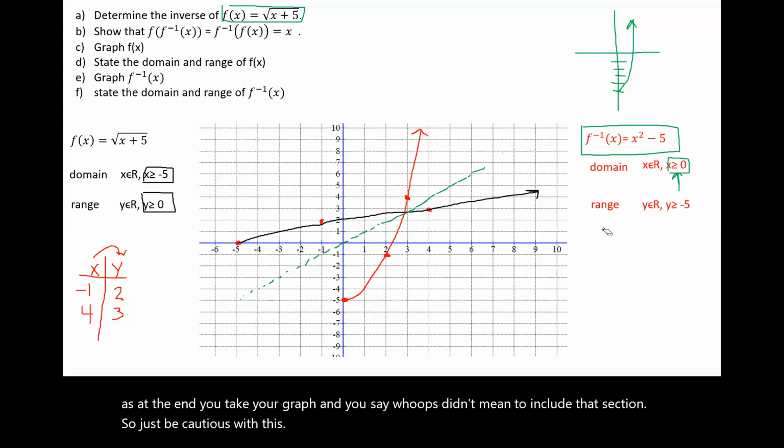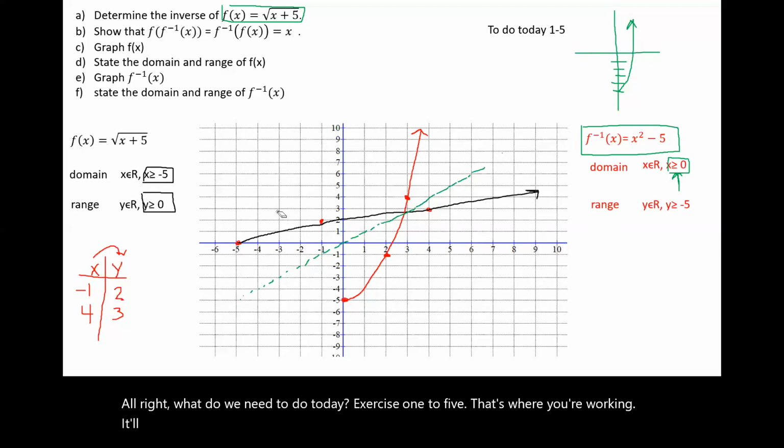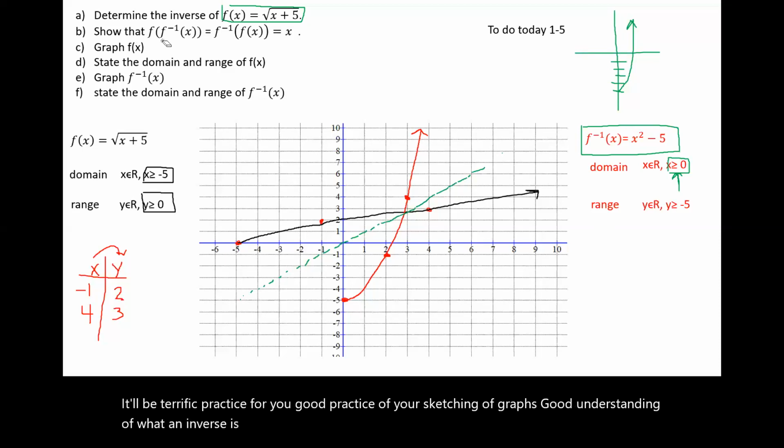All right, what do we need to do today? Exercise 1 to 5, that's where you're working. It'll be terrific practice for you, good practice of your sketching of graphs, good understanding of what an inverse is, great opportunity to work with function composition, and you always know what the answer is. How nice is that? Have fun.